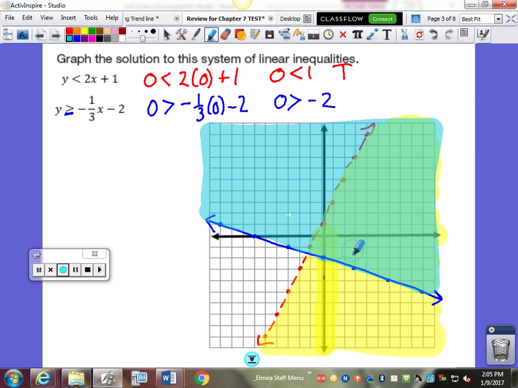Okay, and the solution would be this greenish zone over here. Remember, the solid line still represents solution. The green zone represents solution. The dashed line is not a solution, and neither is the intersection. It's not a solution.